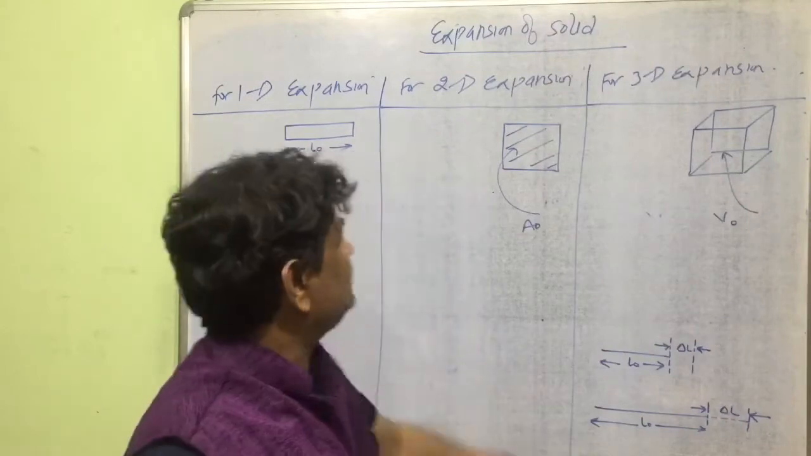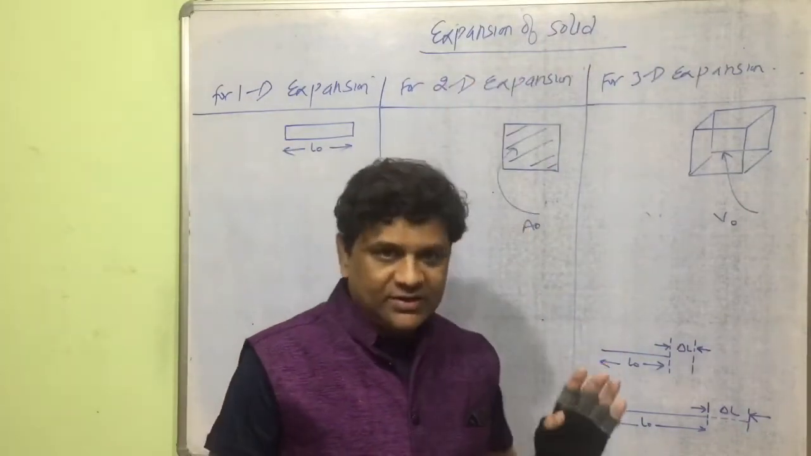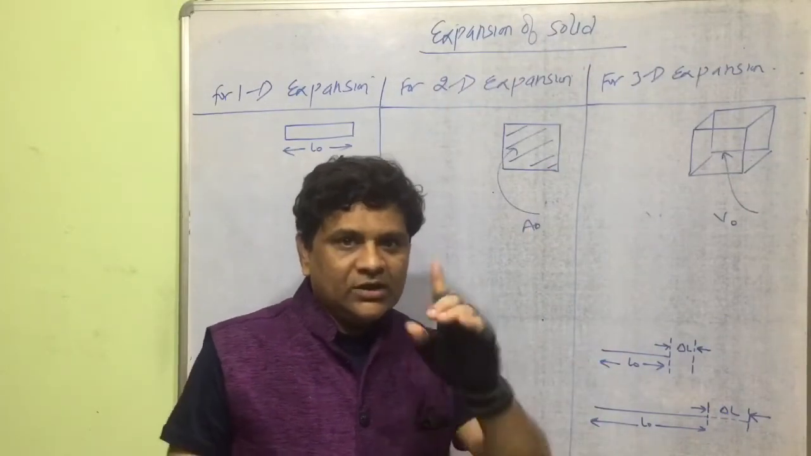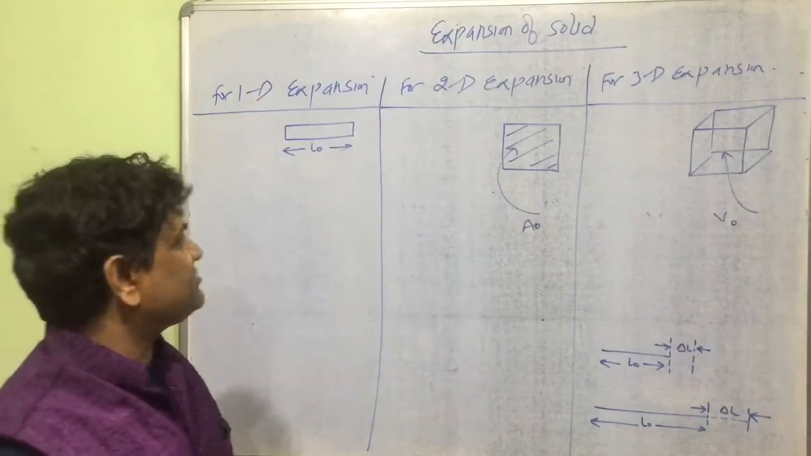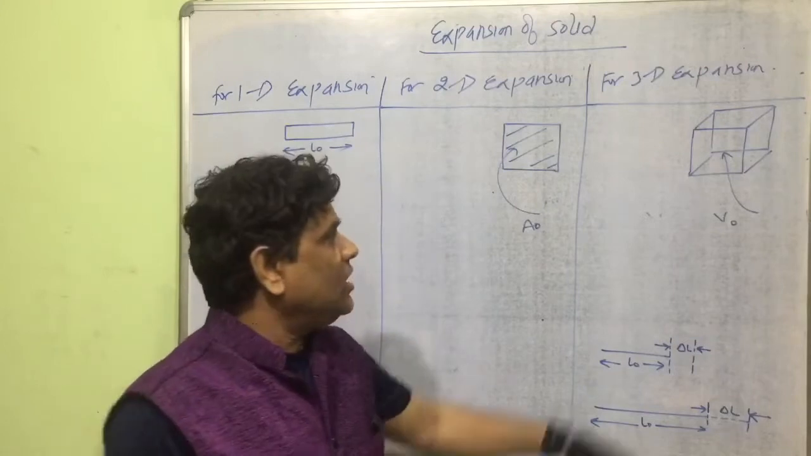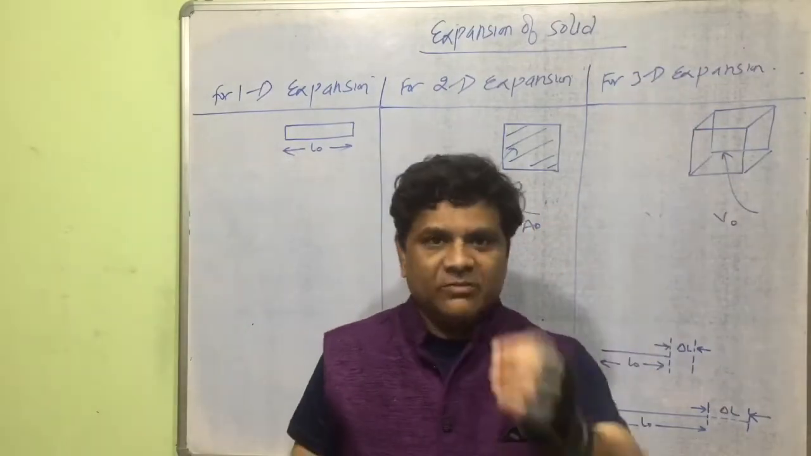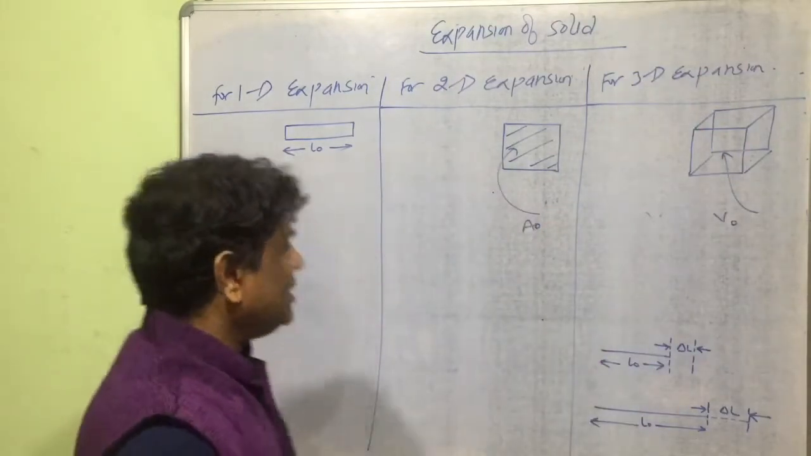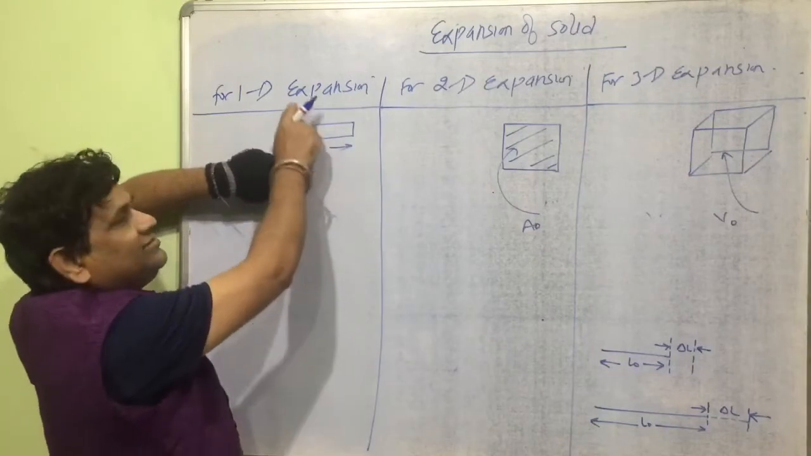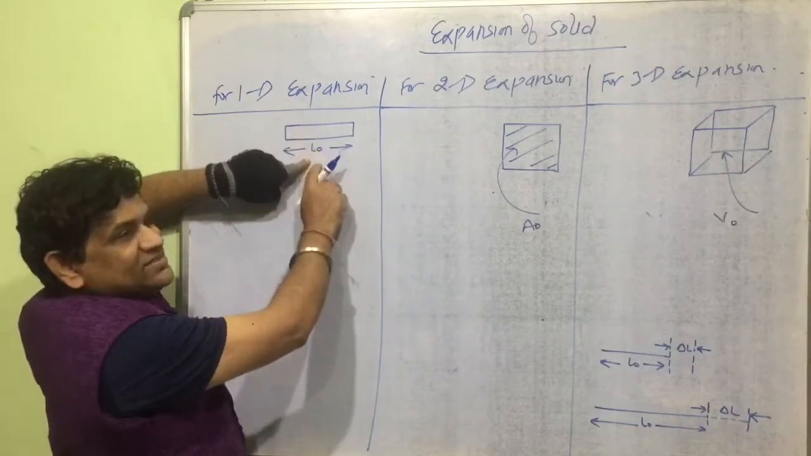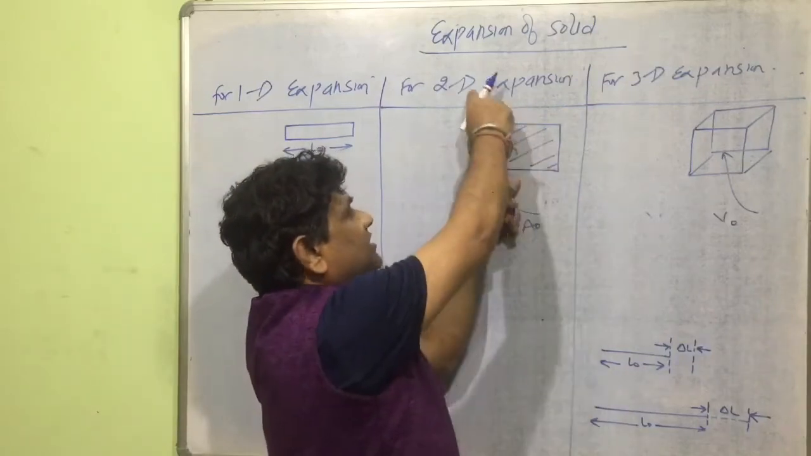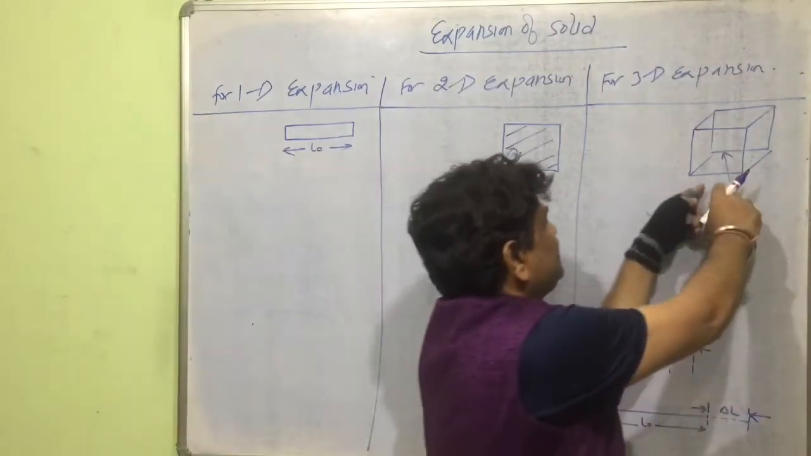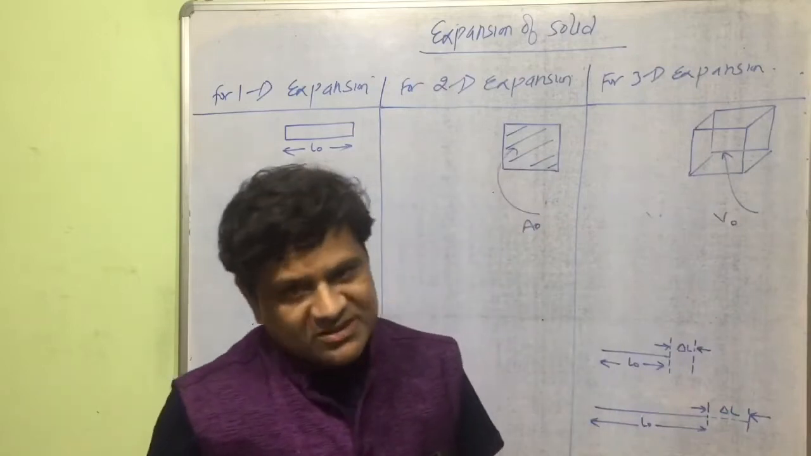Okay, now the topic is expansion of solid. Expansion of solid may be one dimensional, two dimensional, or three dimensional. Expansion along the length is one dimensional. Expansion in area is two dimensional, and expansion in volume is three dimensional.